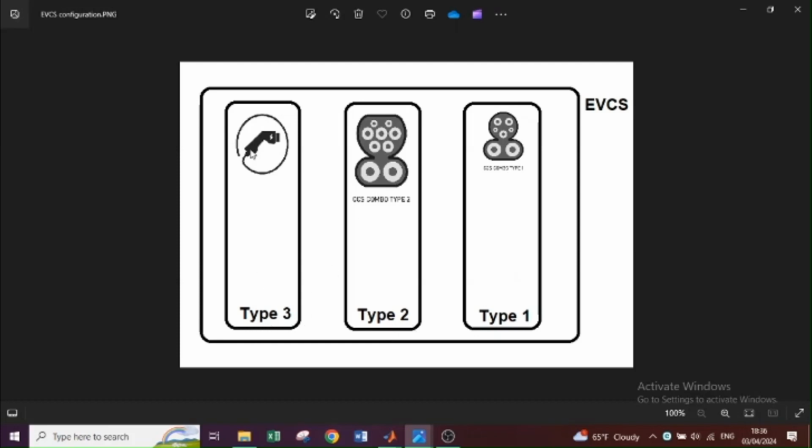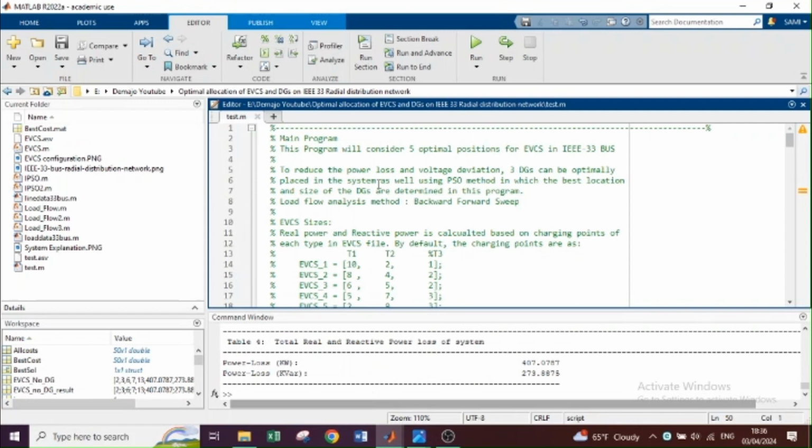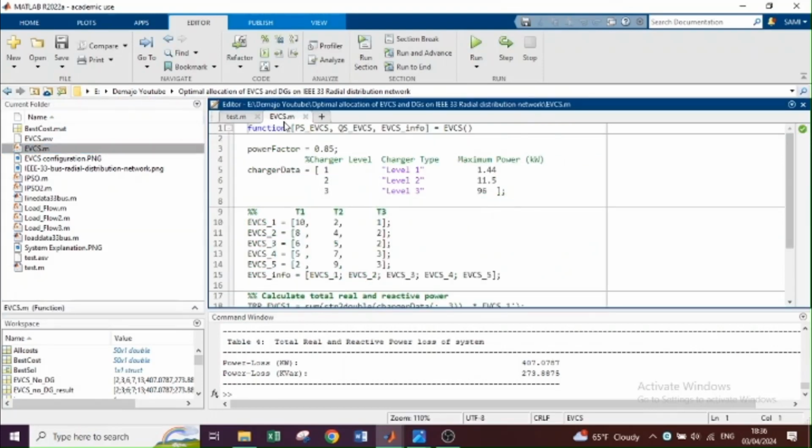In the Matlab code, we have a test that will perform the entire project. But before that, let's check the configuration for the EV charging stations. Well, in the first section, you see the charger data. We have 3 types of charging points, and each of the charging points has a different output power. The first one, which is the slow charger, has 1.44 kilowatt power. The second one is 11.5 kilowatt, and the last one is 96 kilowatt of power.